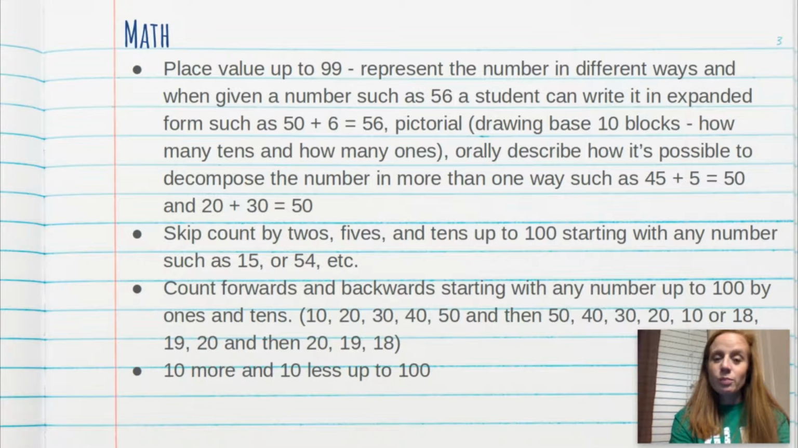So we'll still be representing them with concrete blocks, like place value blocks. We'll be representing them in a pictorial representation where kids will be drawing the blocks. Kids will be using a place value chart, and kids will be representing it with expanded form. They'll also be ordering and comparing numbers up to 99.